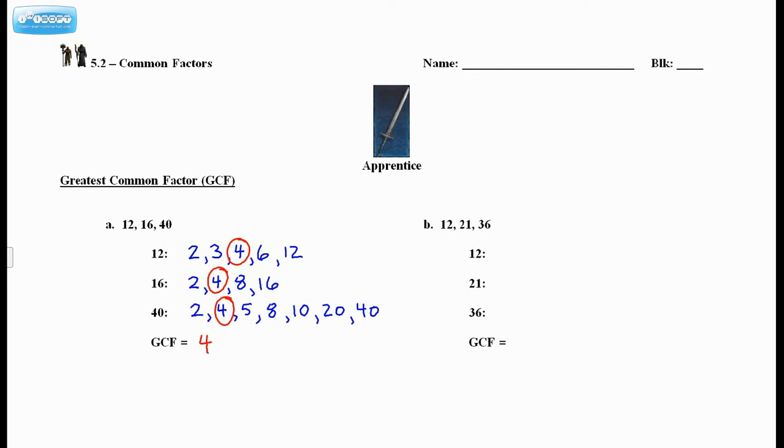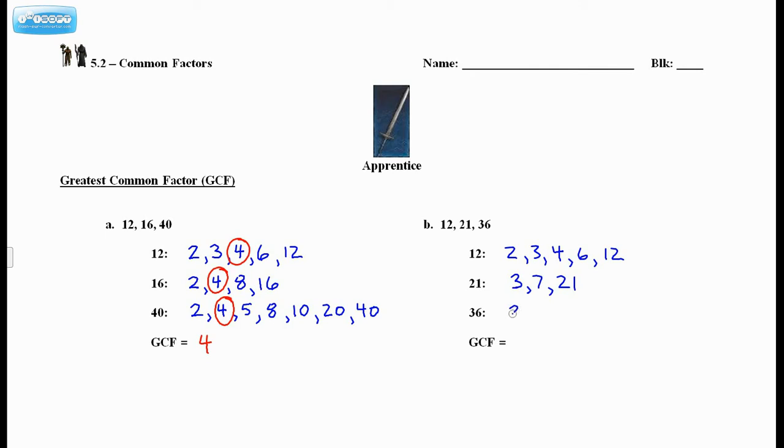Let's do another one. 12, 21, and 36. Well, I'll just list the factors of 12 again. I know what those are from before. 21, that doesn't have very many because I know 21 is the product of two primes. So it's 3, 7, and 21.